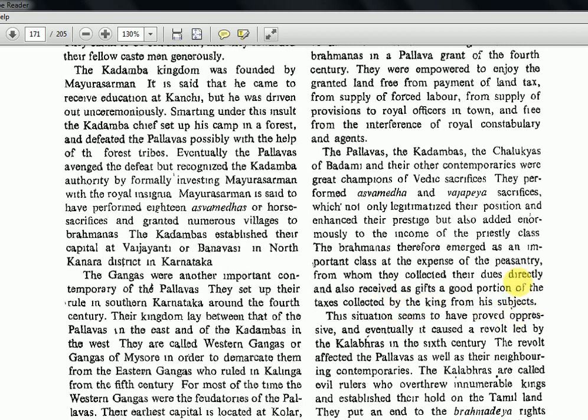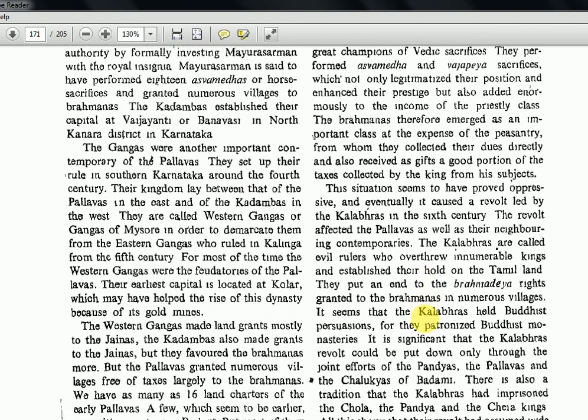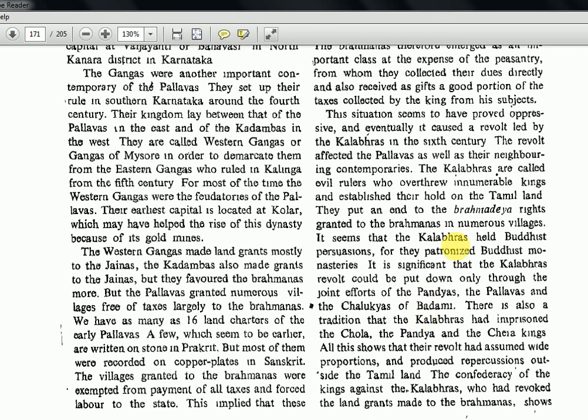They are charging the king also, because they will be doing these homas and all these unwanted sacrifices and rituals, which unfortunately still continue in India. They were charging money, looting people and leading a luxurious life. That is the story of Brahmanas in all kingdoms, every contemporary kingdom which you learnt here. Now this situation seems to have proved oppressive, and eventually it caused a revolt led by the Kalabhras in the 6th century.